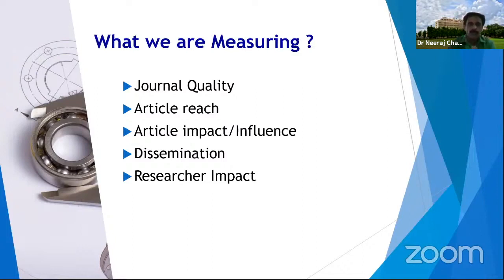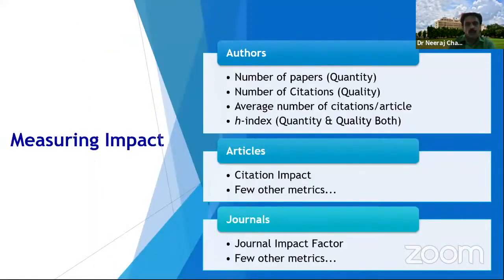Dissemination also: how we can disseminate our research in a more impactful manner, we should also try to measure that. And finally, the researcher impact: what kind of impact a researcher is playing in this direction. So what we are measuring, basically, if you talk about the author, how is the author being measured? Basically, the author is measured with the help of the number of papers which he has published.